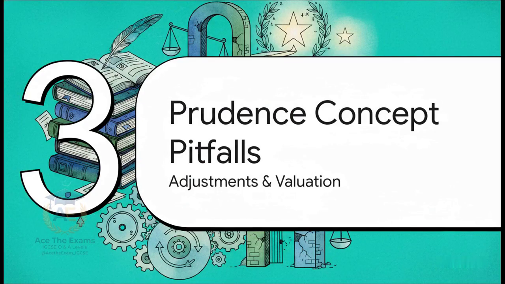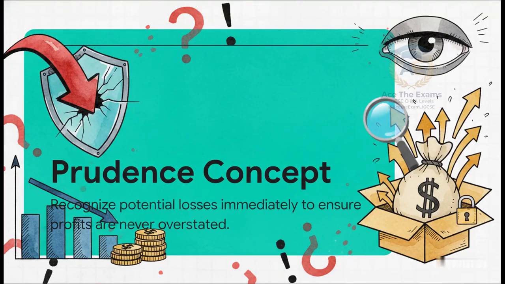All right, Section 3, the prudence concept pitfalls, dealing with adjustments and valuation. So, the prudence concept is an absolute cornerstone of accounting transparency. It basically dictates that potential losses must be recognized immediately, while potential gains are only recorded when they are actually realized. The core objective here? Making absolutely sure that profits are never, ever overstated.